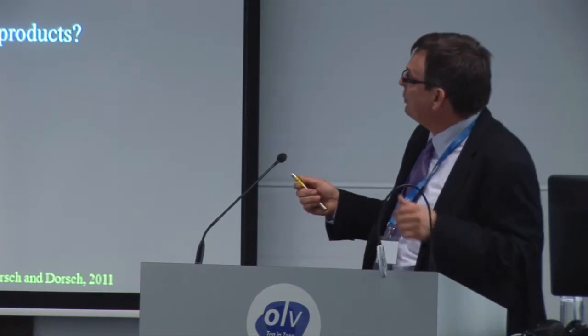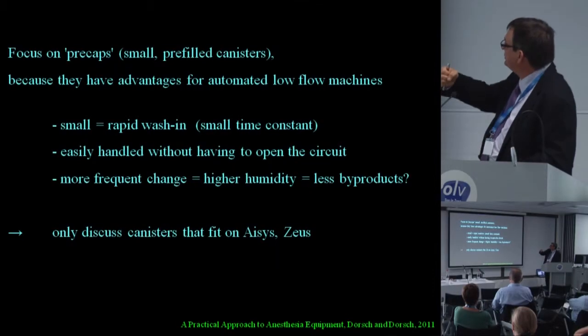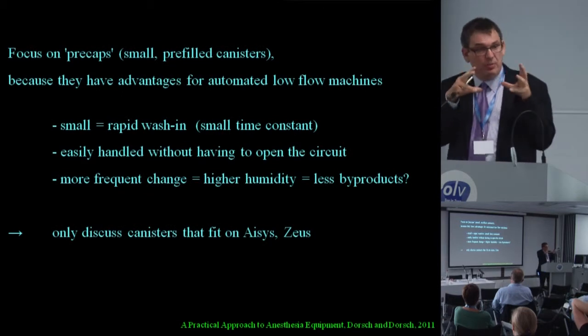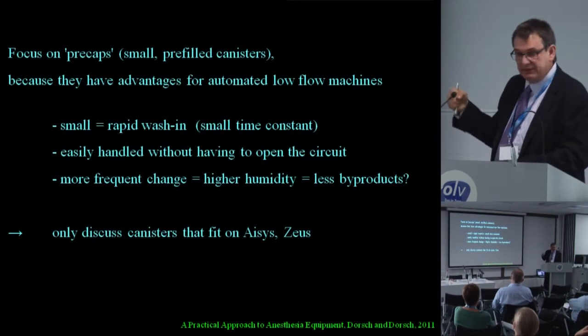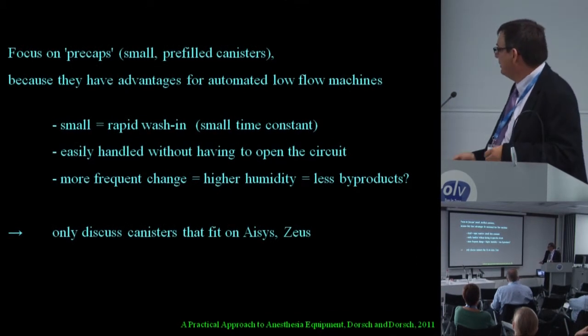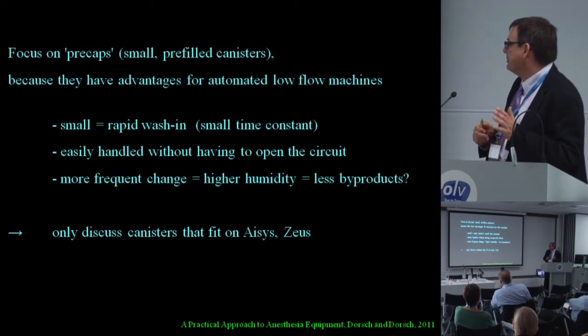Okay, now let's try to classify the absorbers that are out there. Not all of them, but I'm going to focus on the pre-caps. These are the small pre-filled canisters, and they have advantages for automated low-flow anesthesia machines because they're small, so they allow rapid washing. They're easily handled without having to open the circuit, and according to Dorsch and Dorsch, a more frequent change might ensure a higher humidity and maybe less byproducts.